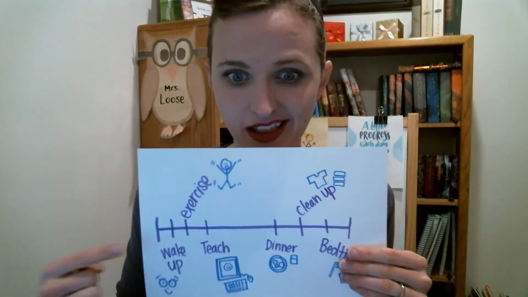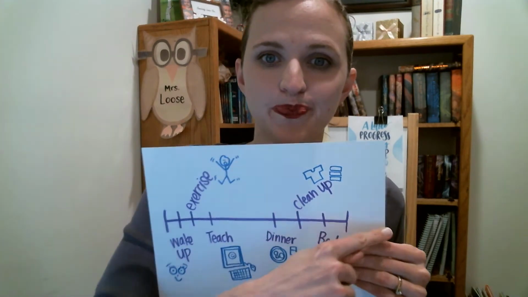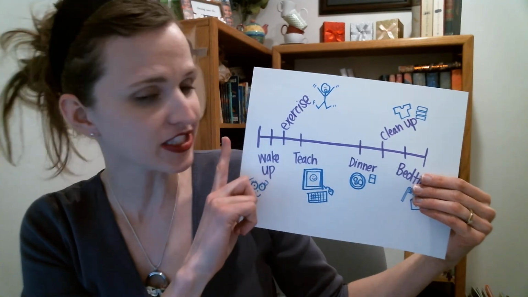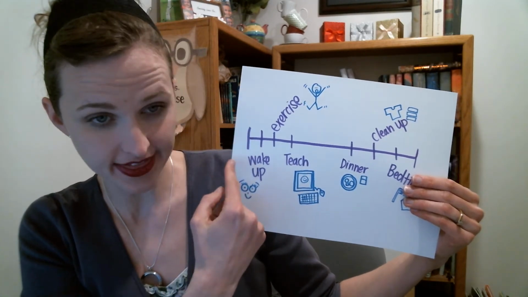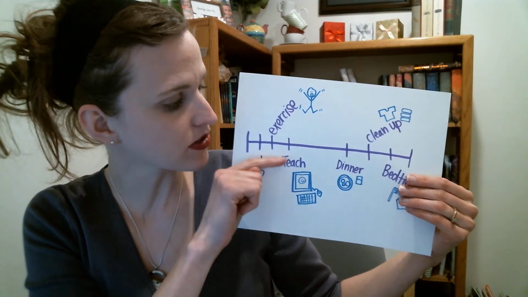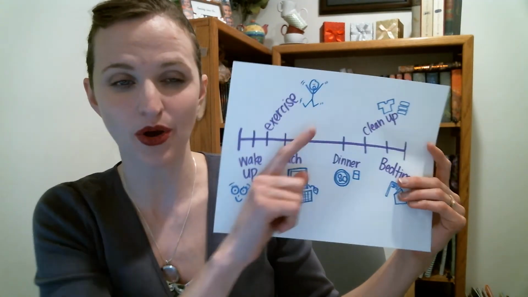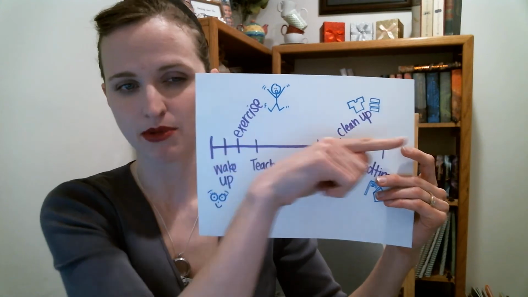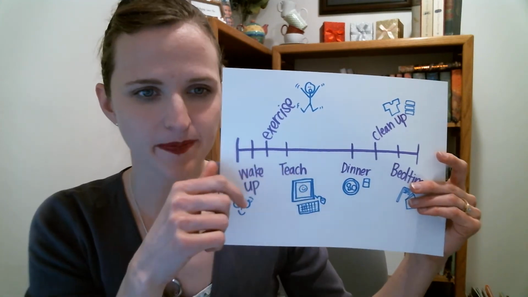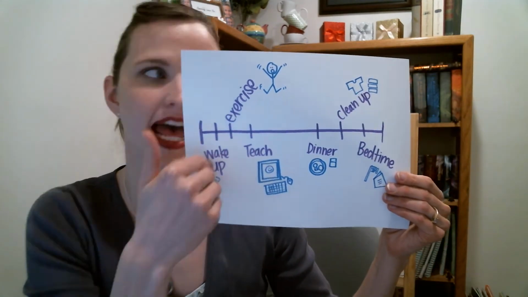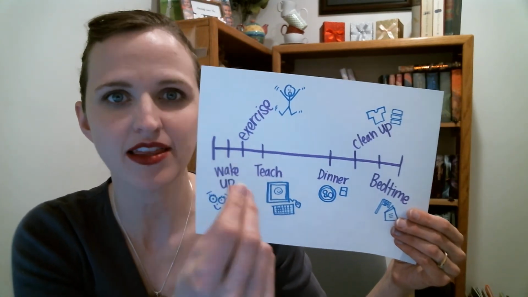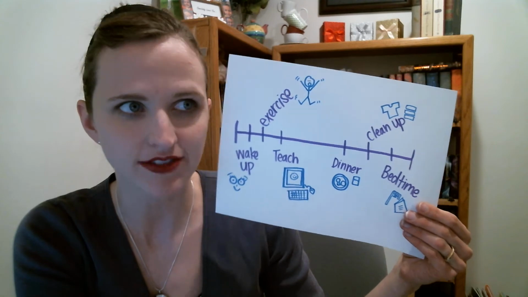A timeline is just a line. And what it does is it shows the furthest away past here on this side, and then it comes closer and closer to the time now going this way. So this is the longest time ago, and this is the most recent. All right? So this happens first, and then those things happen. What you do with a timeline is you write the things that you have done.